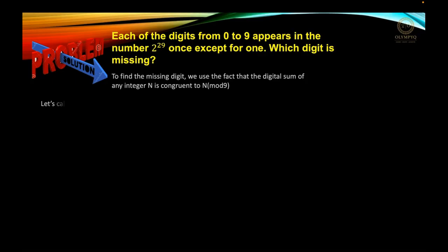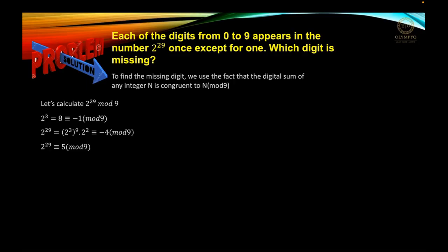Now let's try to find 2 to the power 29 modulo 9. For that, I'll start with 2 cubed, which is equal to 8, which is congruent to minus 1 modulo 9. And 2 to the power 29 can be written as (2 cubed) to the power 9 times 2 to the power 2, which is congruent to minus 4 modulo 9. So this gives us the result that 2 to the power 29 is congruent to 5 modulo 9.